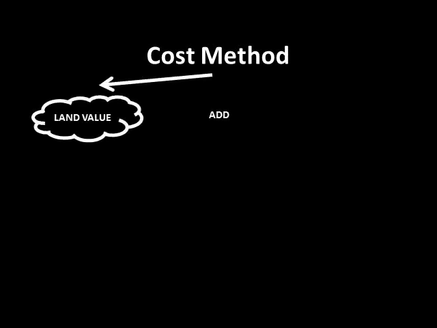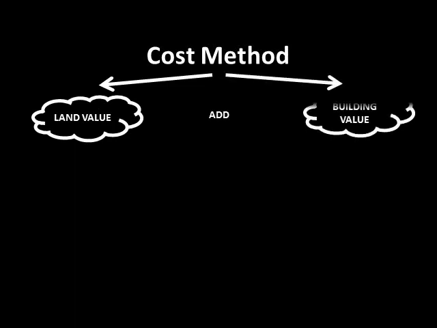Okay, so now let's start. We start by recapping the formula of the cost method that was shared by Miss Anis. If you still remember, the formula is land value plus building value. So that's the formula. This is the only two elements in the cost method, the only two things that you need to put inside.